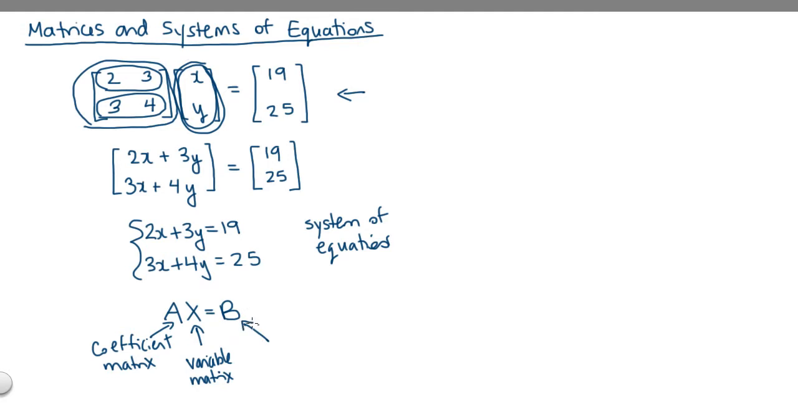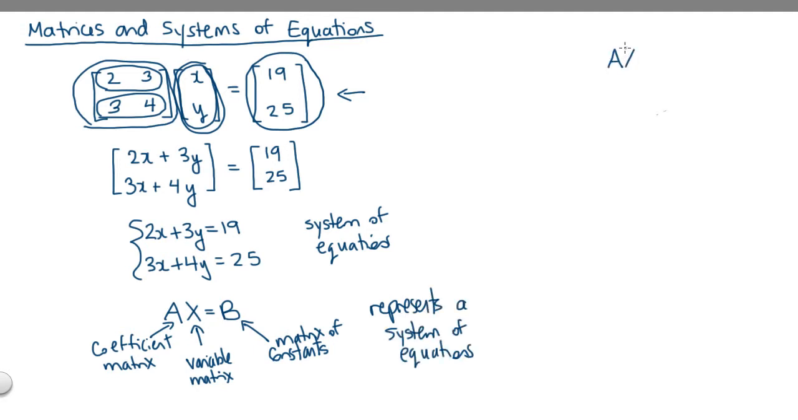And on the right side here, B, that's a matrix that just contains our constants. So let's say matrix of constants on the right-hand side. And that, in our example, was the matrix 19, 25. So this expression here, AX equals B, that's just a general way of writing down a matrix equation, just like we had in our first example. And we've seen that AX equals B really represents a system of equations.